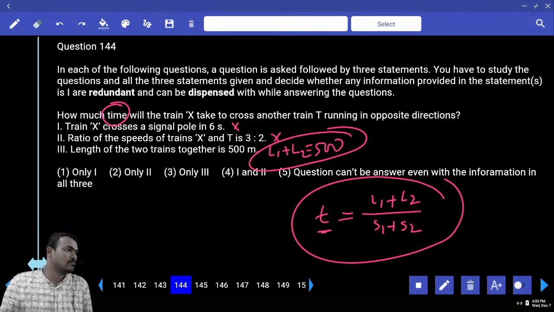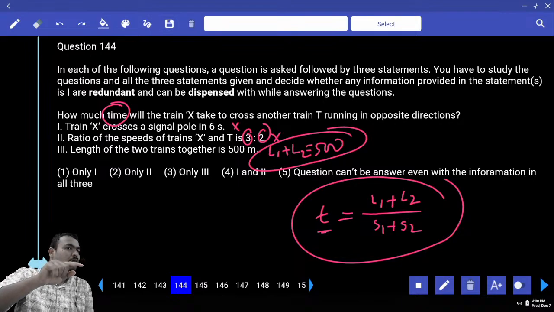Individually not possible. Combine the first and second? No. Second and third? 1 and 2 sufficient? No. 2 and 3 sufficient? No. Because L1 plus L2 is 500, S1 is 3 parts, S2 is 2 parts, 3 plus 2 is 5 parts. The part value is unknown and time is also unknown. How many unknowns are there? 2 unknowns. 1 and 2 not sufficient.